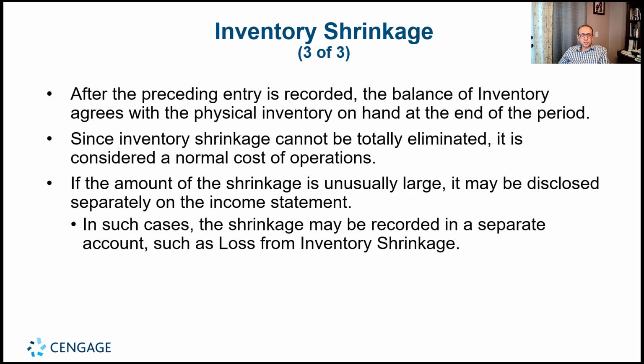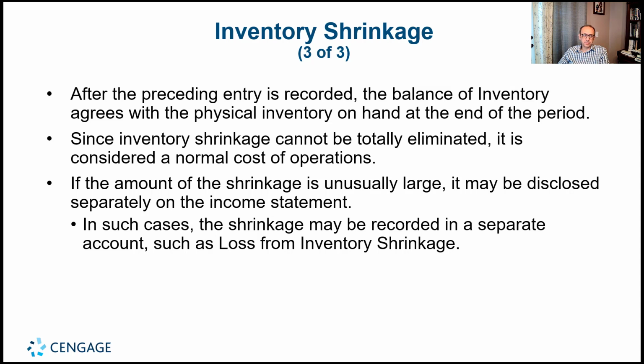So after the preceding entry is recorded, the balance of inventory agrees with the physical inventory in hand at the end of the period. And that's a good thing about this accounting treatment, is that we get to adjust what we have in the books to what we have in reality. And this is something that needs to be done at least once a year. So even if you are using the perpetual system, you still have to do a physical count to keep track of your inventory.